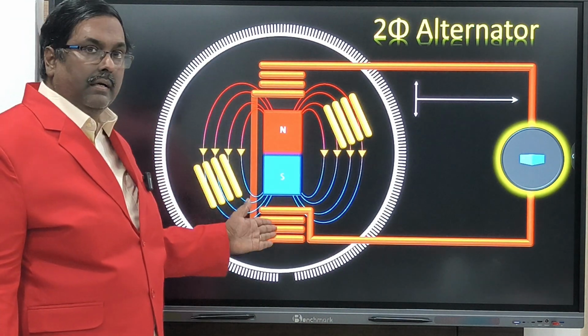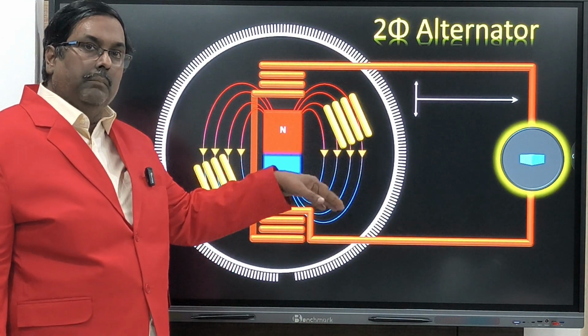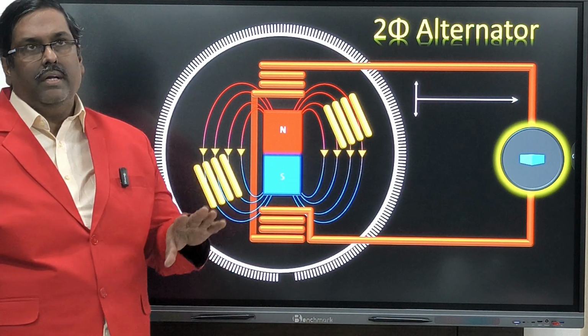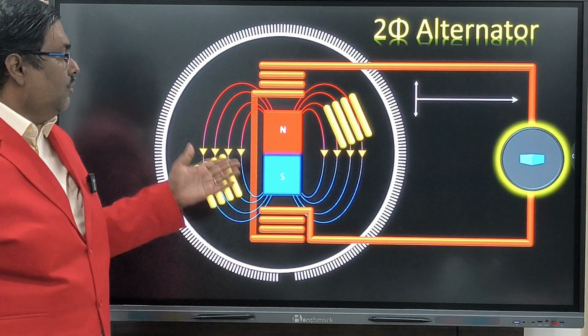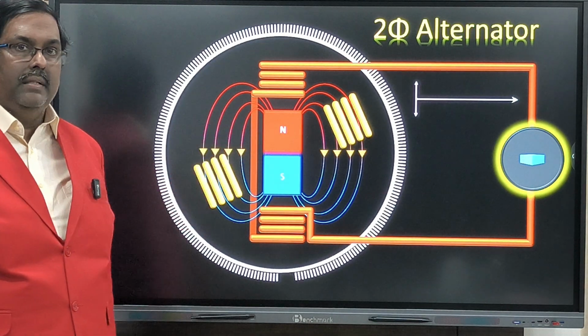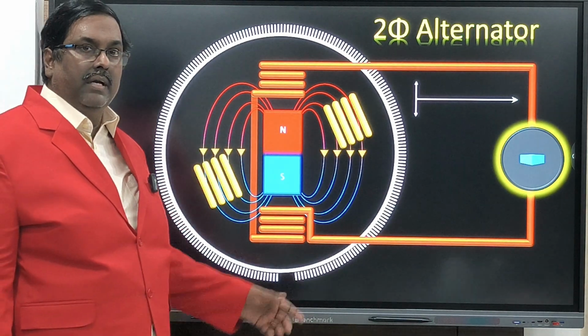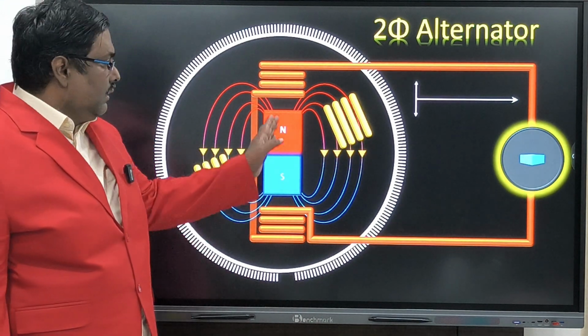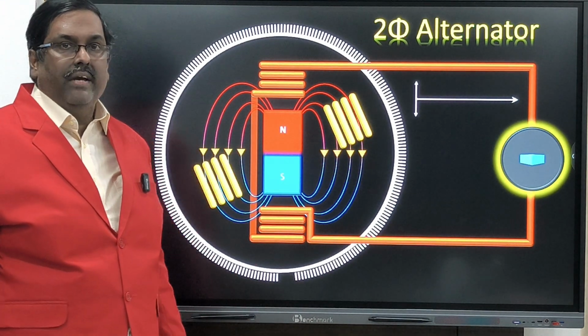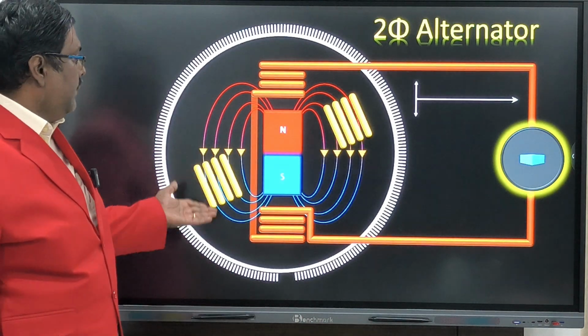R is the red color, Y is yellow color, B is the blue color. So we are denoting the coil with the colors and the letter. That doesn't mean that wire should be in that color. Wire is a normal conductor only. We are mentioning that the coil is the yellow phase, red phase and blue phase. Okay, RYB we used to call.